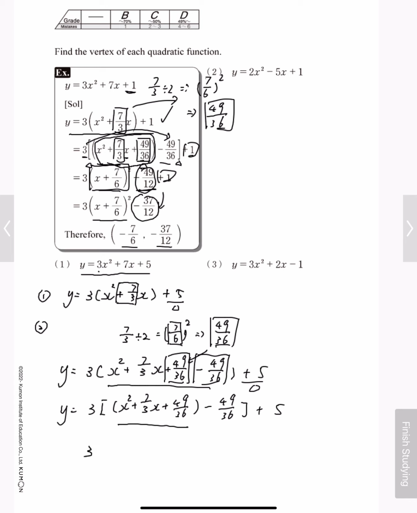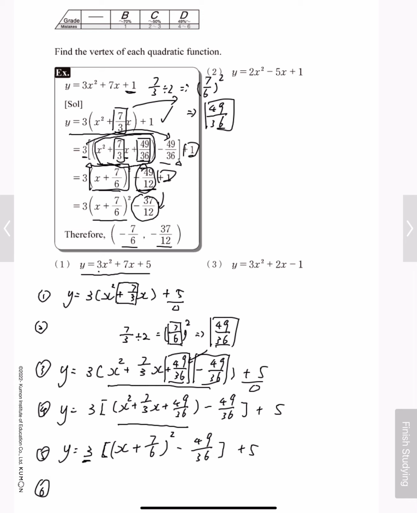So then it's going to be 3 bracket x plus 7 over 6. All right, I'm going to use the bigger bracket as well, okay? To the power of 2 minus 49 over 36 plus 5. All right, 3, 4, 5. Again, I'm just breaking it down even more thoroughly so you understand the whole step. Why am I doing this? All right, so now number 6, sixth step.